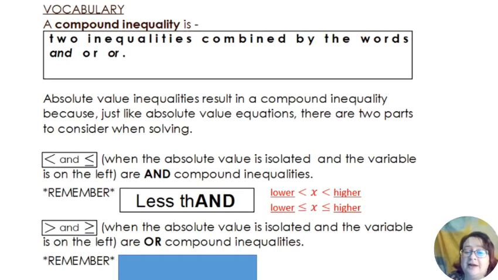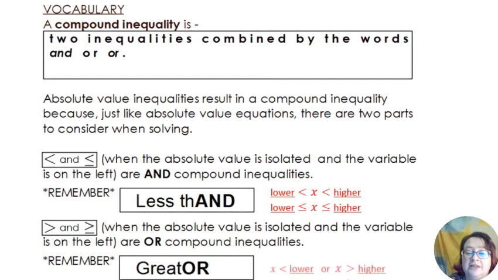When the absolute value is isolated and the variable is on the left, if we see a greater than or equal to symbol, we get an or compound inequality. I remember this by thinking great-or, and it looks something like this. X would be less than or equal to our lower number, or it will be greater than or equal to the higher number.